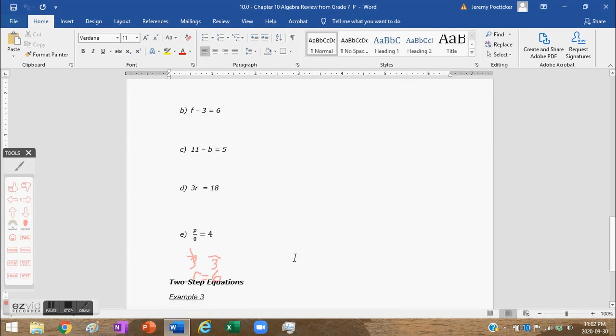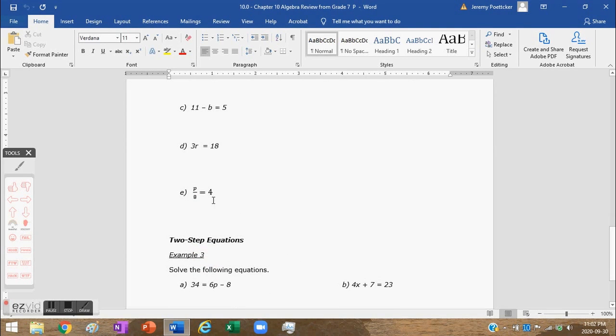Let's move on to the next one. P over 8. So that looks like a fraction. And we're like, well, what does that mean? P over 8? I'm confused. Well, actually, remember this means P divided by 8. So what's the opposite? Well, I'm going to multiply both sides by 8. Okay. I like to write this one beside this. This is the same as multiplying by 8. Multiply this side by 8.